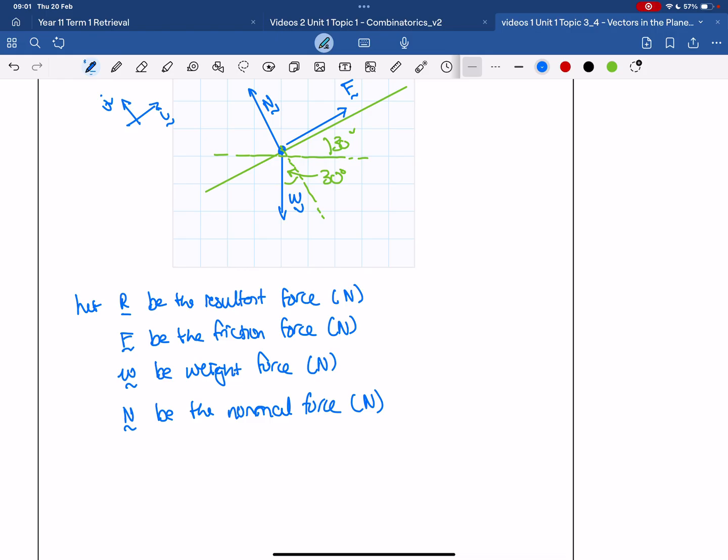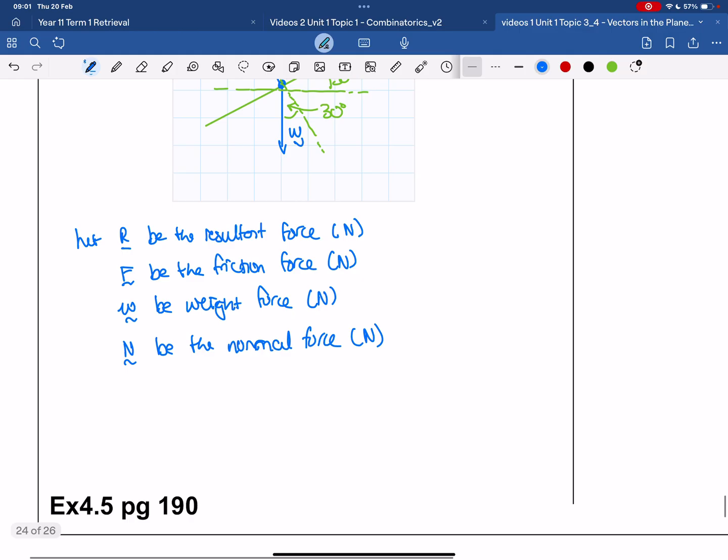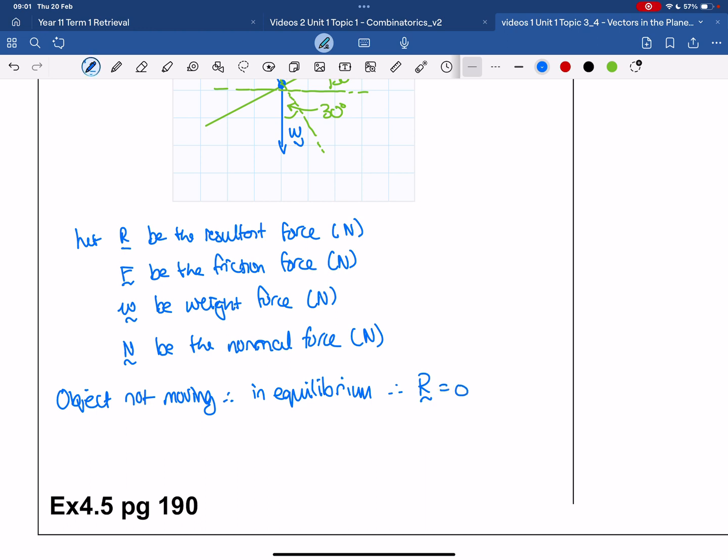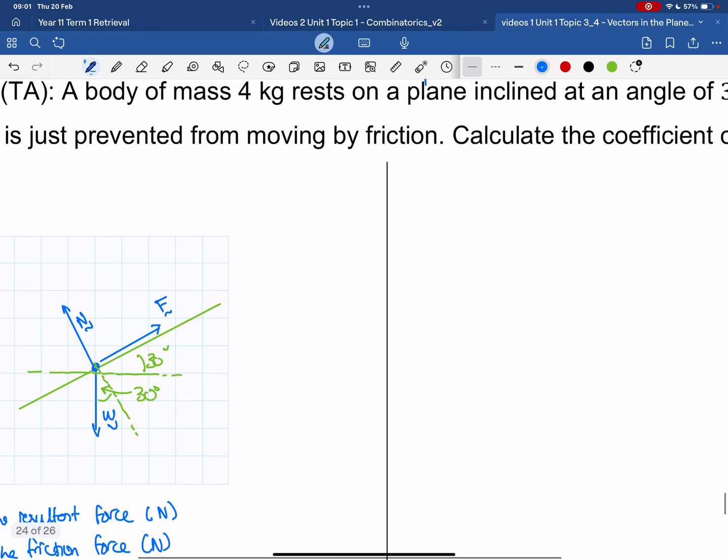Now this thing is not moving, so therefore the forces are in equilibrium. Object is not moving, therefore in equilibrium, and that means that R is equal to 0, which is an important thing. Okay, let's write down all our forces. So we've said that R is 0i plus 0j.